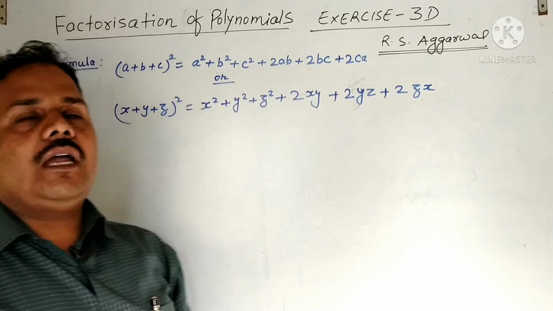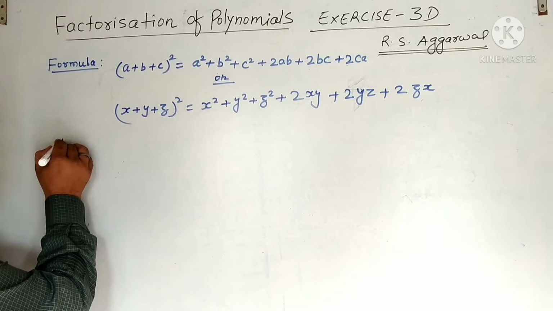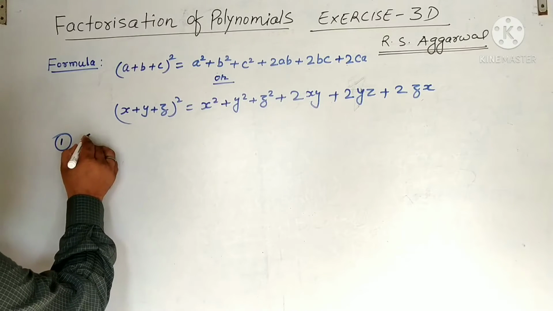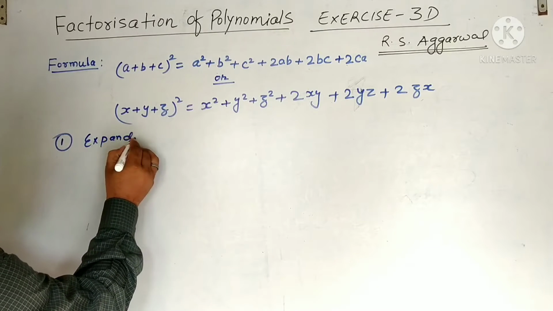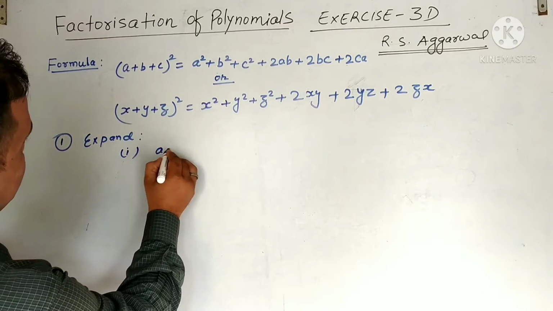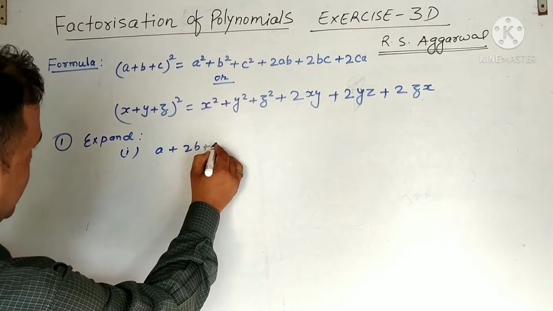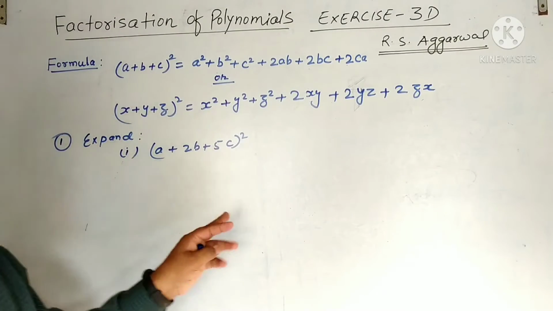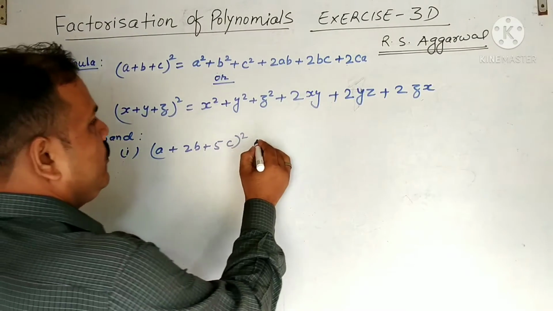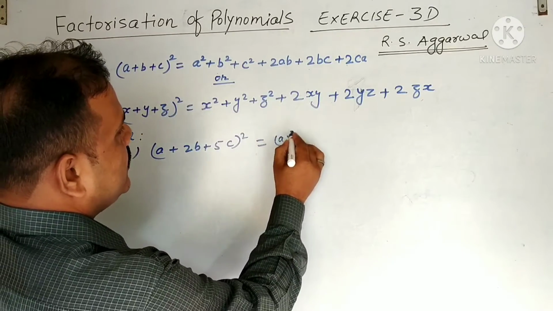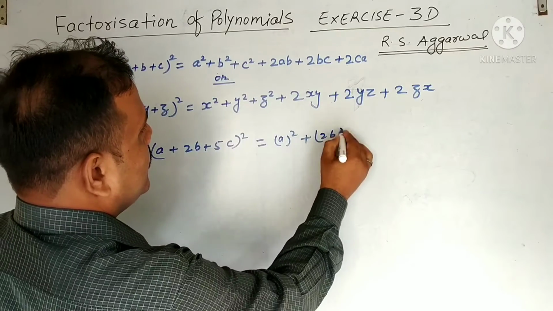Okay, so I will take the first question, question number 1 of exercise 3D. Here it is given, expand (a plus 2b plus 5c) whole square. All terms are positive, so there is no problem. We will just arrange according to this formula. So here a square, here (2b) square.